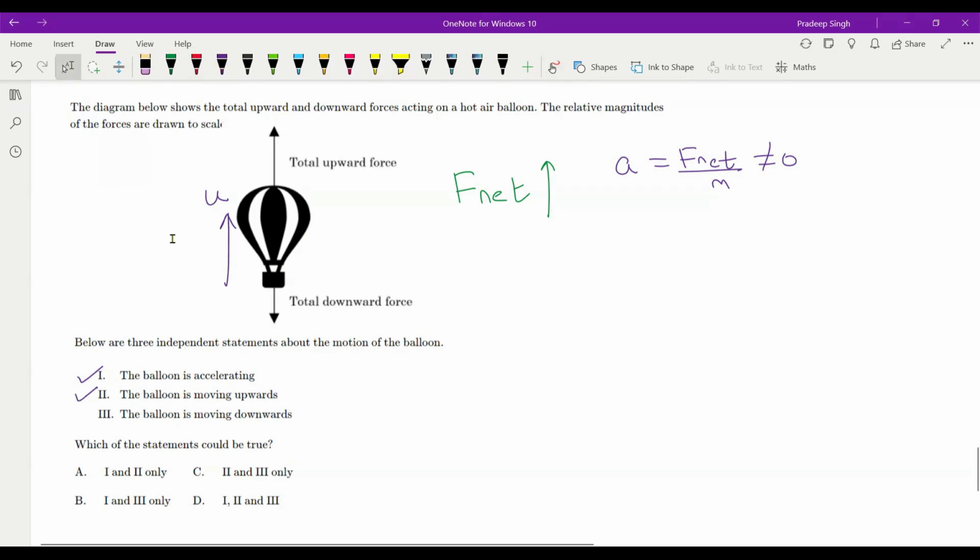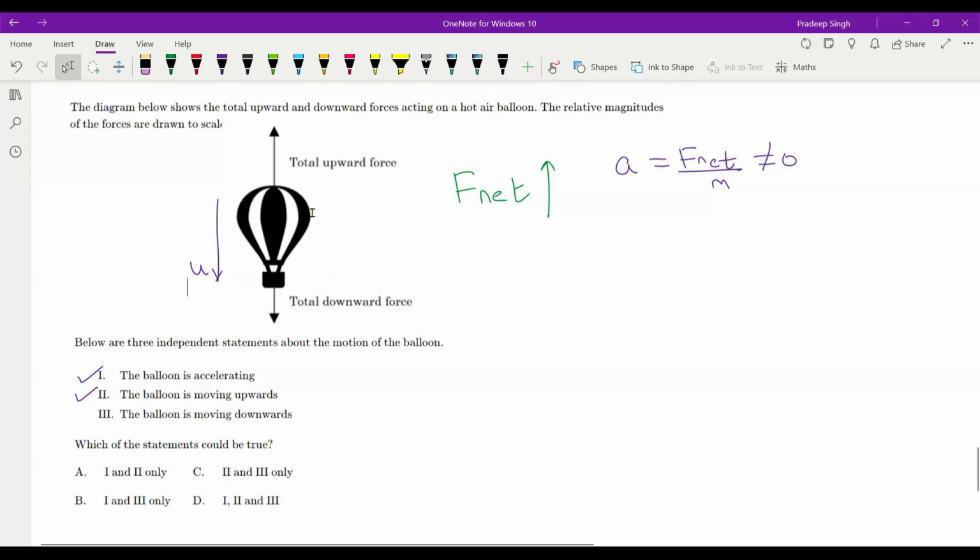In statement 3, it's mentioned the balloon is moving downwards. So imagine a situation that the balloon speed is going downwards. In this situation, even though the balloon is going downwards, the net force is still in the upward direction. Hence, since the air balloon is moving in the opposite direction of the force, the balloon is actually decelerating, which is negative acceleration.